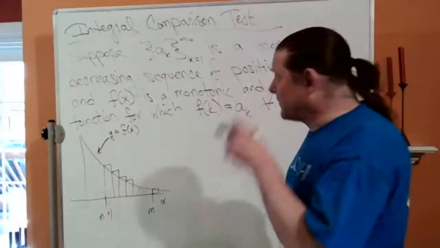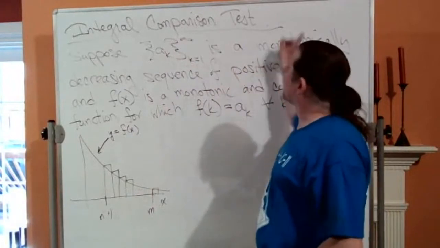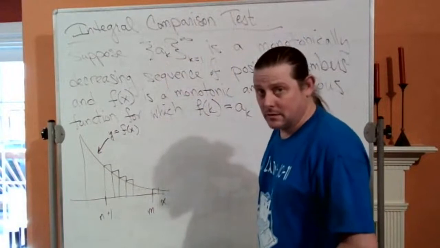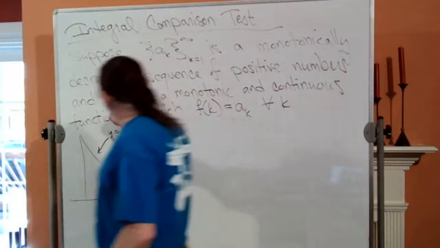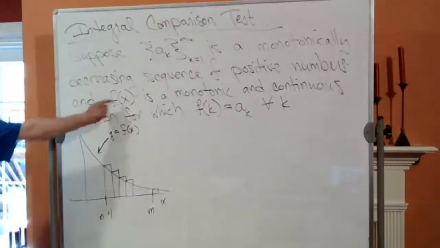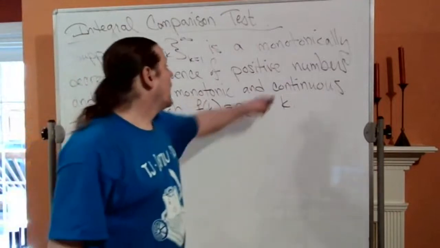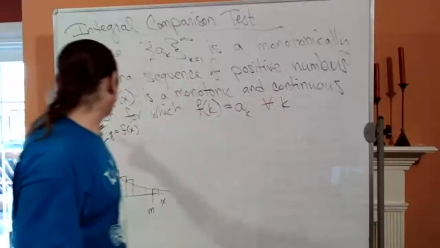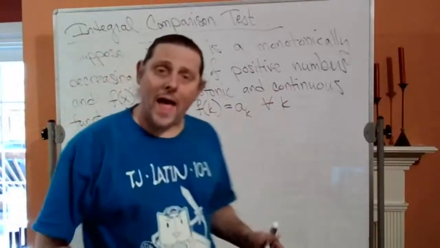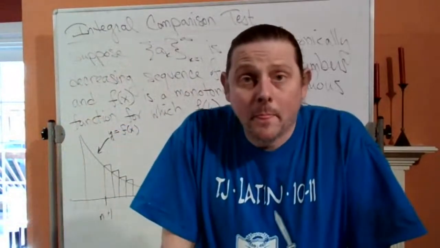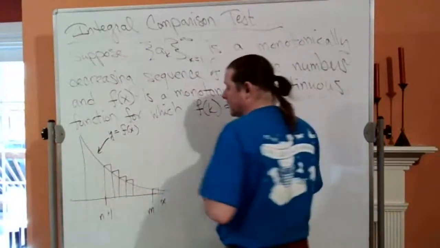All right? So what we've got here is a sequence of positive numbers that is monotonically decreasing. It needs to be monotonic decreasing. And we need to find a function, f of x, that is also monotonic. It's got to be decreasing because of this condition, and it must be continuous. So f of k equals a_k for all k.